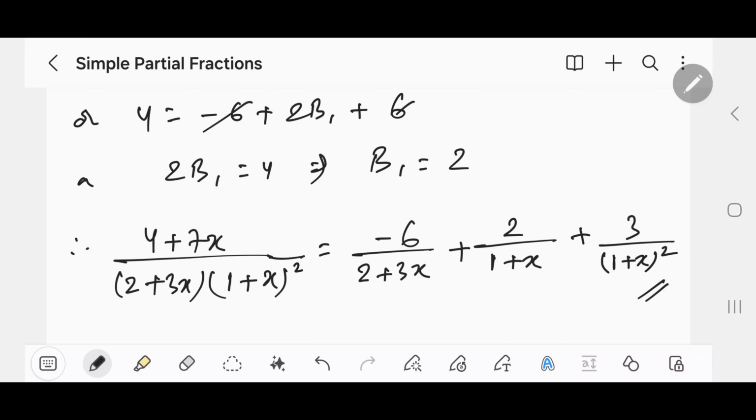So we have solved various kinds of problems that are possible in examination from the topic simple partial fractions. I hope you understood the whole content.